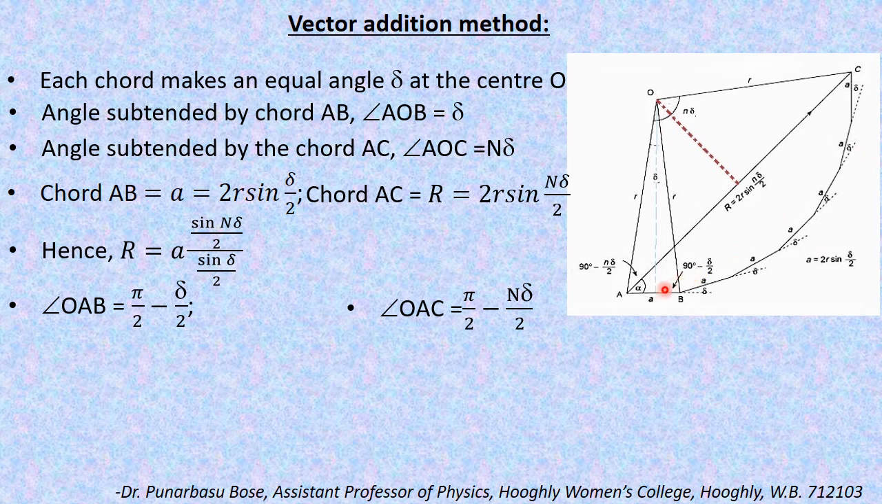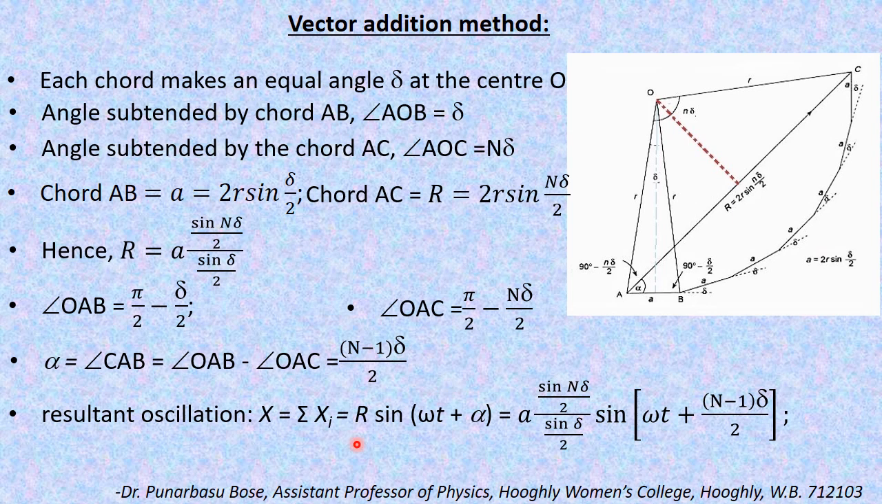Hence alpha, that is angle CAB, equals angle OAB minus angle OAC, that is equal to pi by 2 minus delta by 2 minus pi by 2 minus n delta by 2, which equals n minus 1 delta divided by 2. Thus we get the magnitude as well as direction of the resultant oscillation, and the resultant oscillation now becomes R sine omega t plus alpha, equal to A sine n delta by 2 divided by sine delta by 2 into sine omega t plus n minus 1 delta divided by 2.